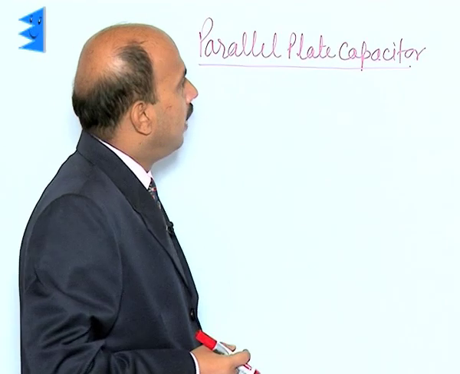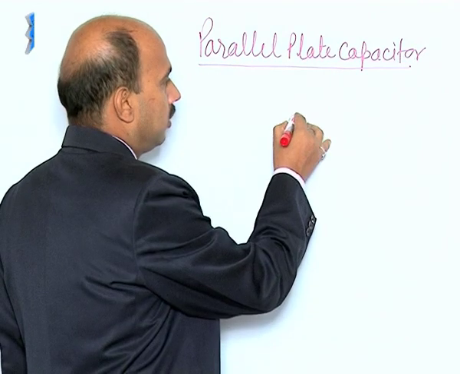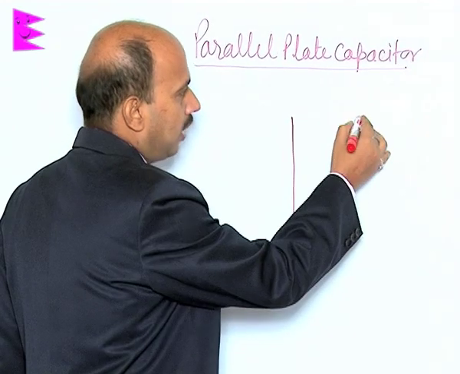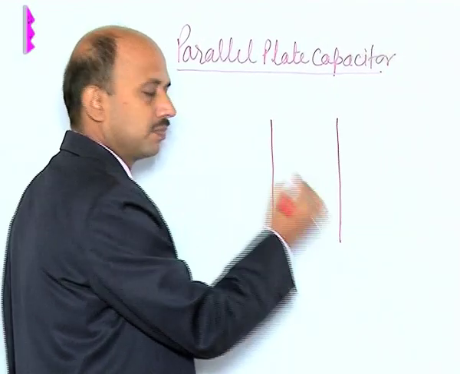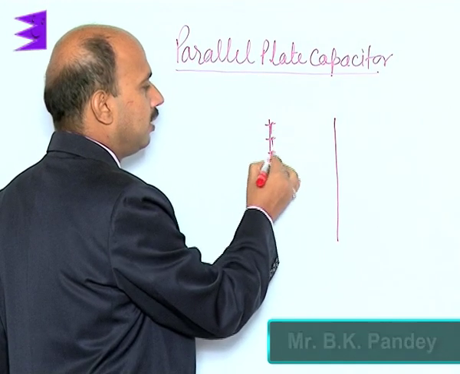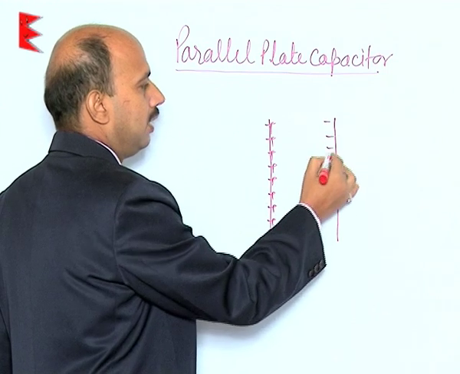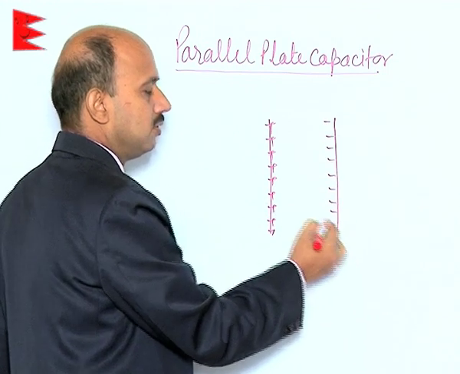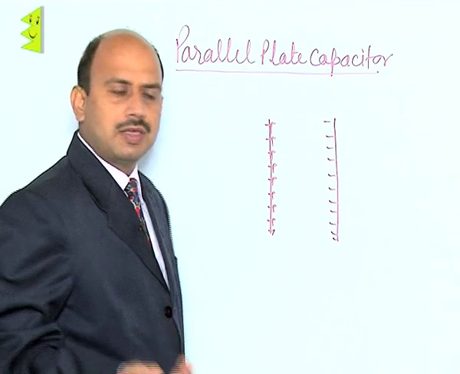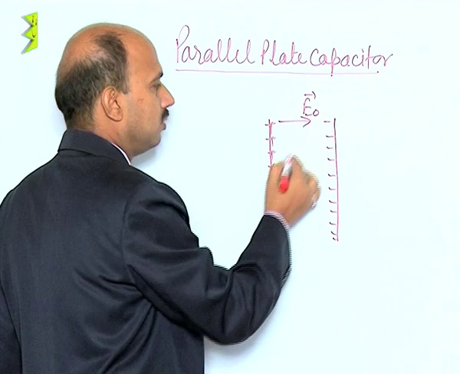So, now we have to calculate the capacitance of a parallel plate capacitor. Suppose you have taken this parallel plate here, and this is the other parallel plate, placed on an insulated stand, and this is given the positive charge. So, here are the negative charges due to induction. Between these two plates the medium is air or vacuum, and we can take the electric field to be in this direction.